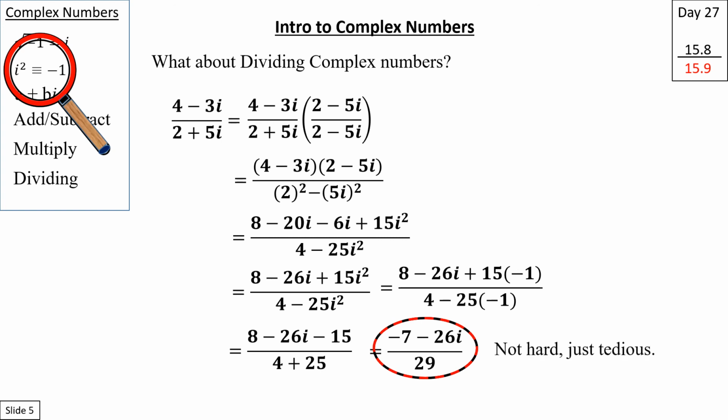Not hard, just tedious. Got to be methodical. Identify the conjugate of the denominator, multiply top and bottom. You've got to do some foiling in the top, set up the difference of squares in the bottom, collect like terms, and then turn all your i squareds into -1 and recollect.